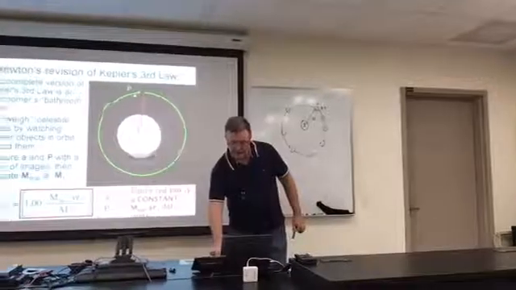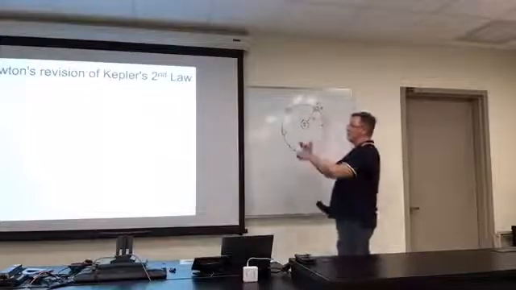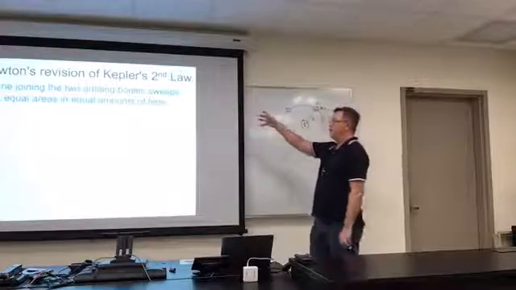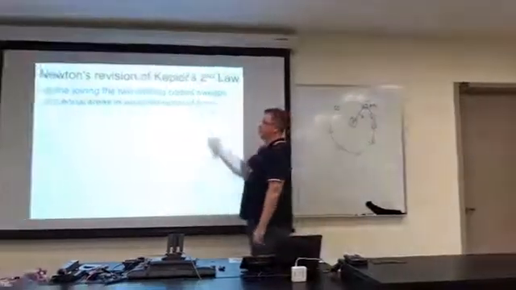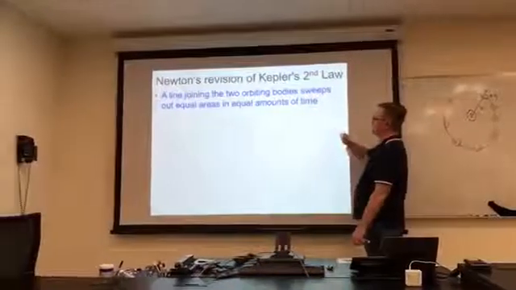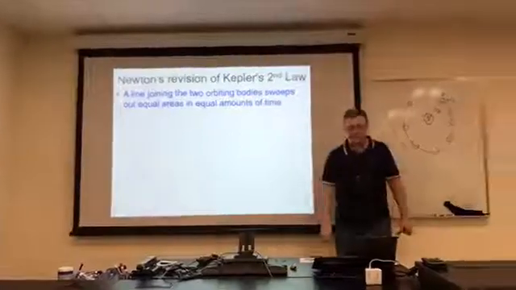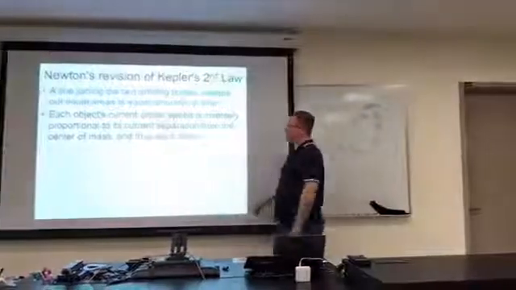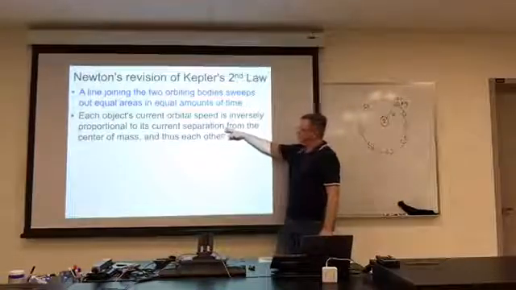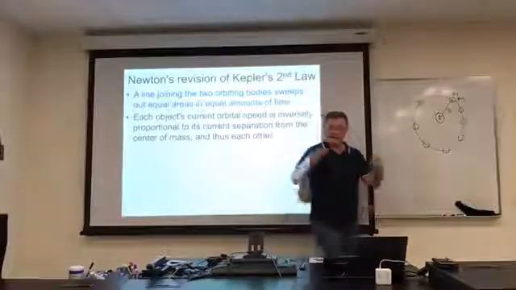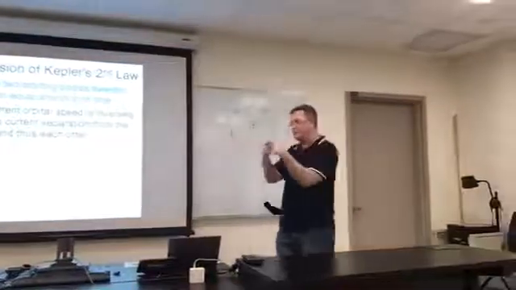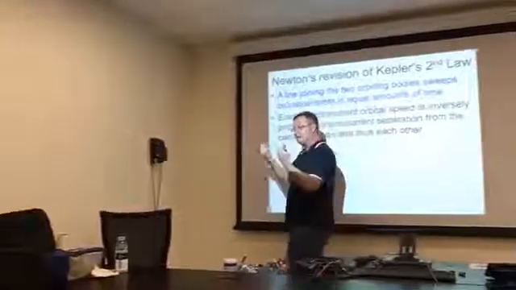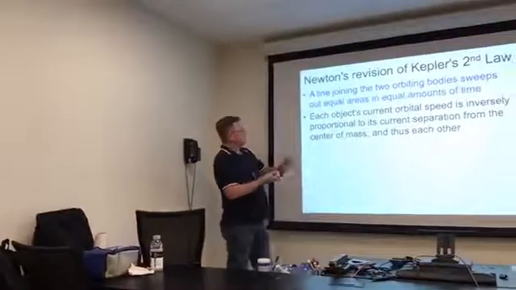The final thing is, did Newton change Kepler's second law of motion? He was able to derive it, and it turns out that this is true. The way Kepler said it, Newton proved that this was true. If I draw a line between two orbiting bodies, it sweeps out equal areas in equal amounts of time, and that means the same thing as it did before. Each object's current orbital speed is inversely proportional to its current separation from the center of mass, but each object's distance from the center of mass is related to the other object's distance from the center of mass. It's a simple proportion of their masses. So it's true no matter how I measure it.